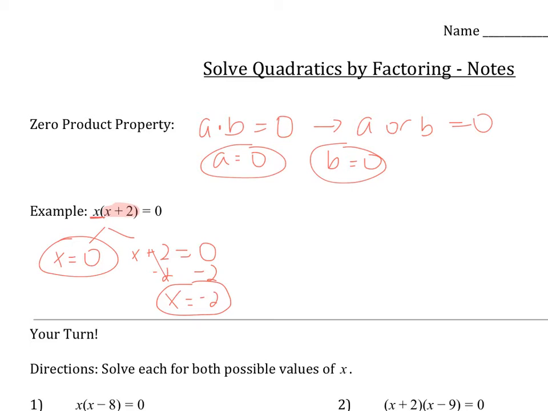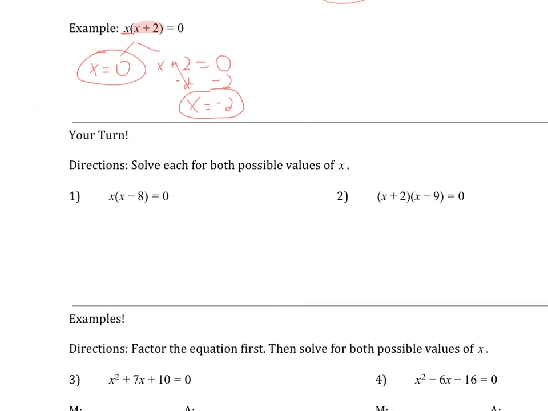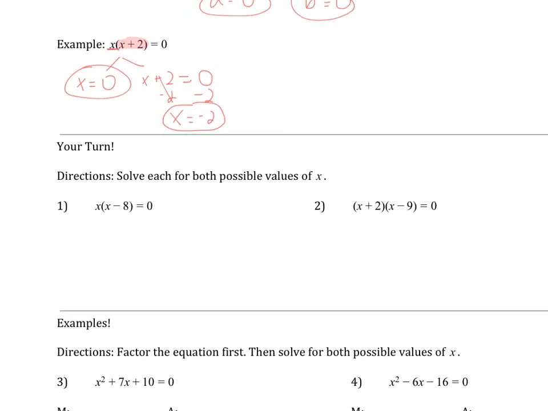So with the zero product property, I set both of the factors equal to 0, and then I solve each of them separately. Okay, so let's look at some of these your turns. I want you to try number 1 on your own, and then we'll look at number 2 together. Go and pause the video and try number 1 on your own.